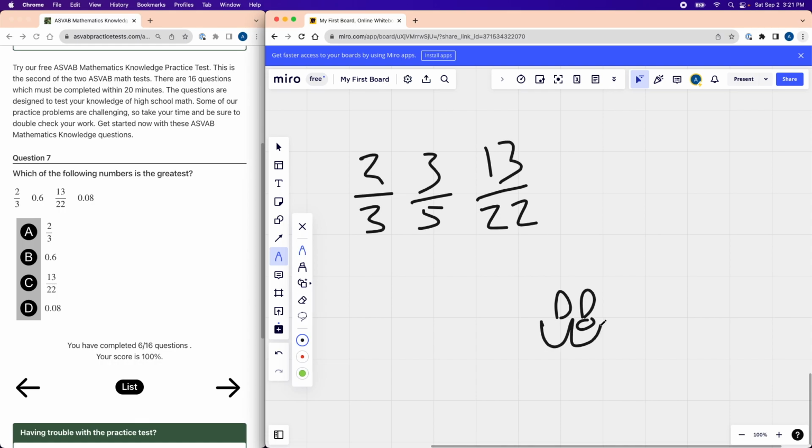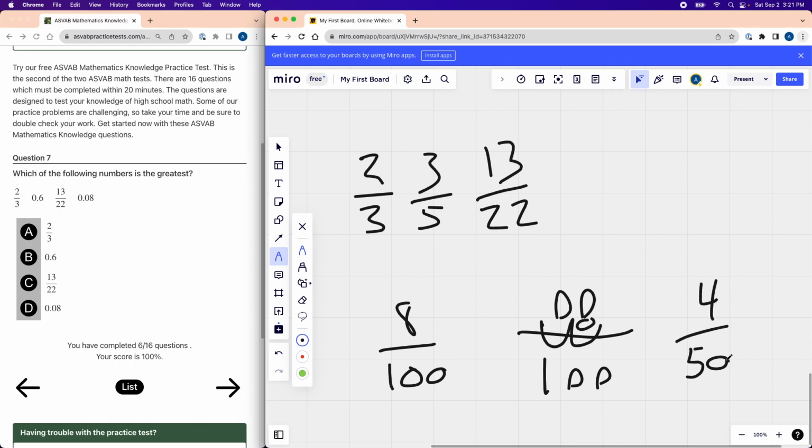Move the decimal place over 2 spots. That's going to be 8 over 100. Again, rewriting that a little bit cleaner. That's 8 over 100. Divide both of them by 2. That's going to give us 4 over 50. Can divide by 2 again, and that's going to give us 2/25. All right, that's supposed to be a 5 there. 2/25.